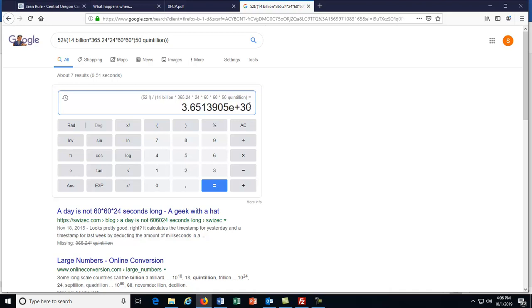10 to the 30th is a decillion, I believe. Is that right? No, 10 to the 30th is going to be, so cubed is 1,000, 6 is million, 9 is billion, 12 is trillion, 15 is quintillion. Sextillion, septillion, octillion, nonillion. Yeah, I think it's decillion. You're off by 3 decillion times.